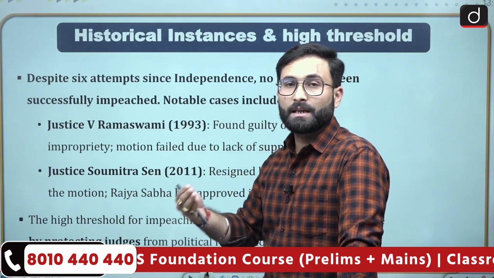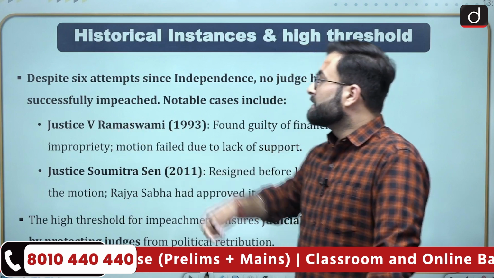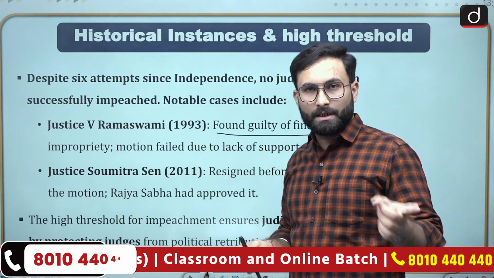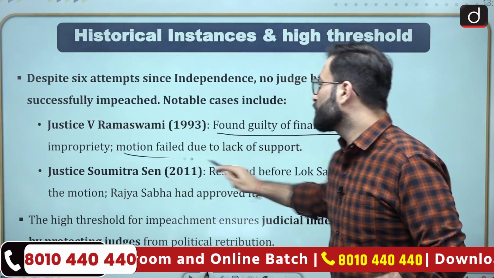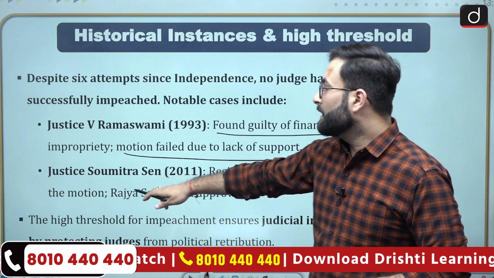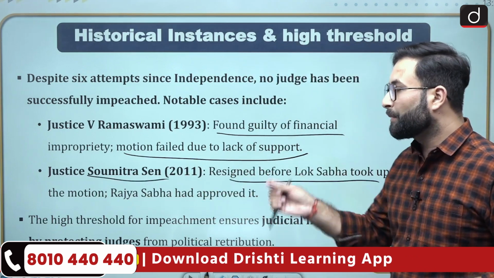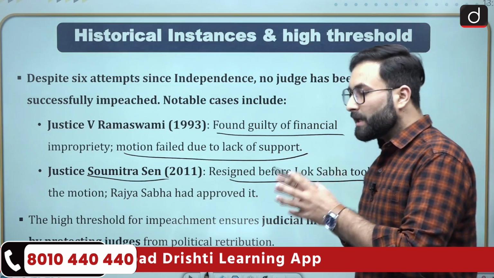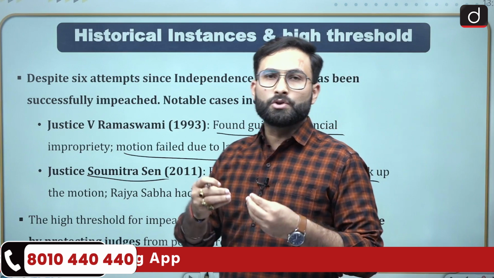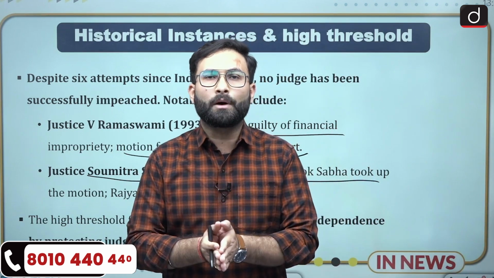There are instances wherein while proceedings were going on, judges have resigned as well. Okay, so here you can say Justice V. Ramaswamy was found guilty of financial impropriety in the committee investigation, but the motion failed due to the lack of support in the house of the parliament. Okay, then if we are talking about Justice Soumitra Sen, he resigned before the Lok Sabha took up the motion. Okay, so considering that, it is very difficult to remove a judge in India. Okay, and why is that? This is to ensure that the judiciary remains independent of political influence. Okay, so this is about the removal proceedings.